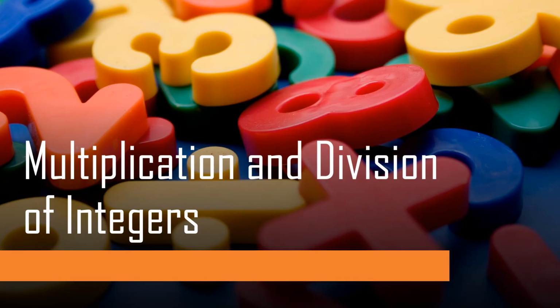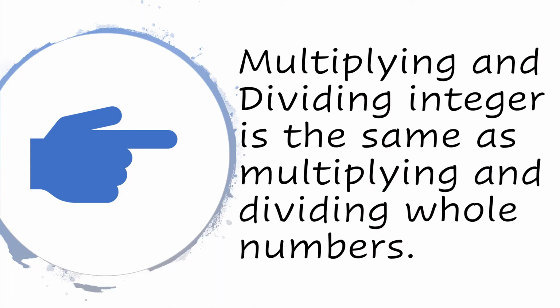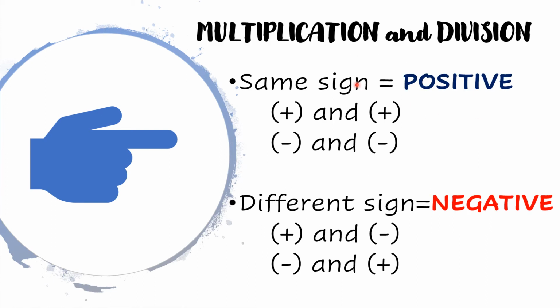Next, we have the multiplication and division of integers. Multiplying and dividing integers is the same as multiplying and dividing whole numbers. So, ito ang tatandaan kapag nagmumultiply and nagde-divide ng integers. Kapag parehong positive, pag parehong negative, or same sign, the result is positive.